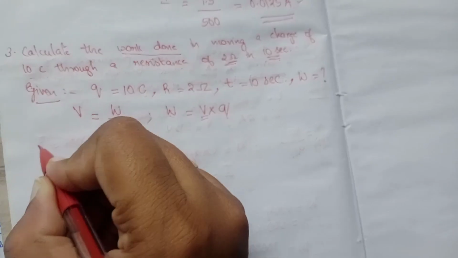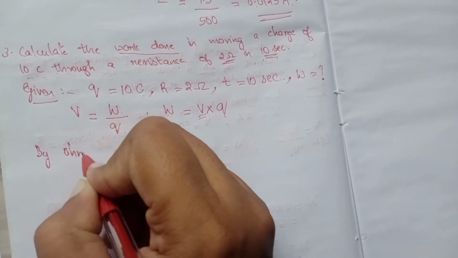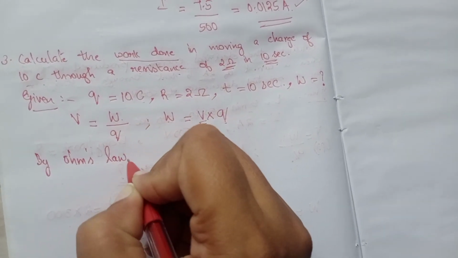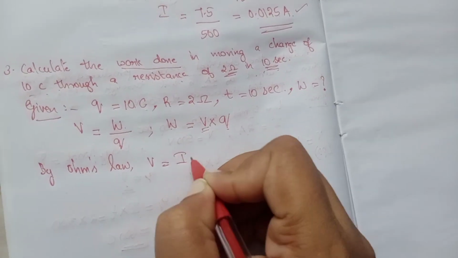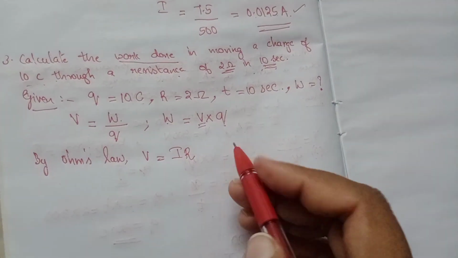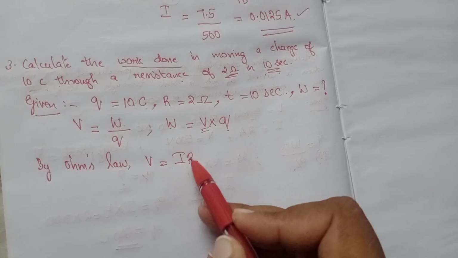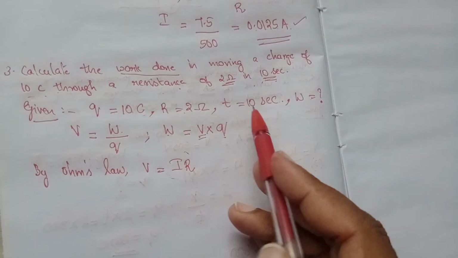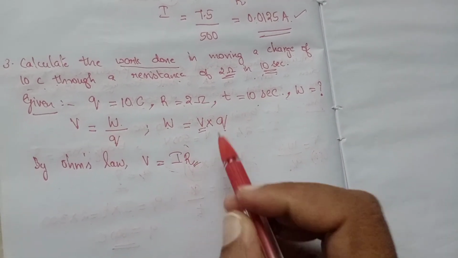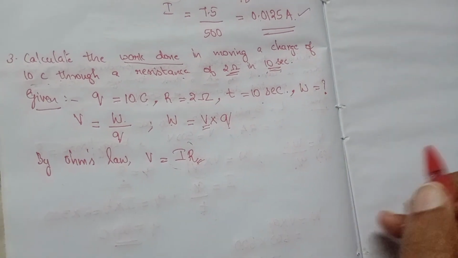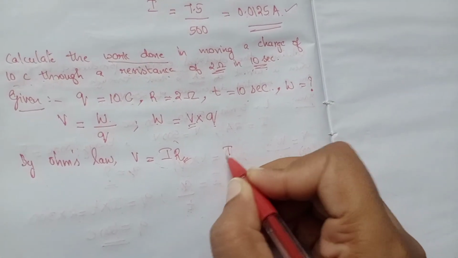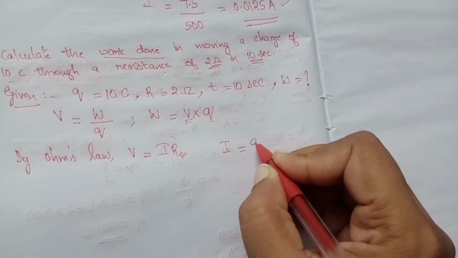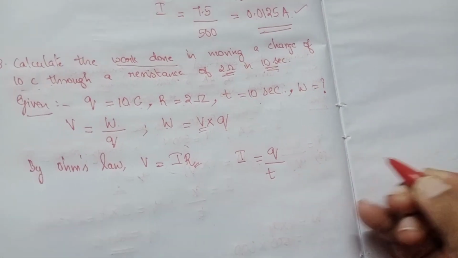So by Ohm's law we know that V is equal to I into R, right? But is the value of current given in the question? No, we don't have the value of current, but the value of R is given in the question, right? So we know another equation to find out current. What is the equation? I is equal to Q by T.